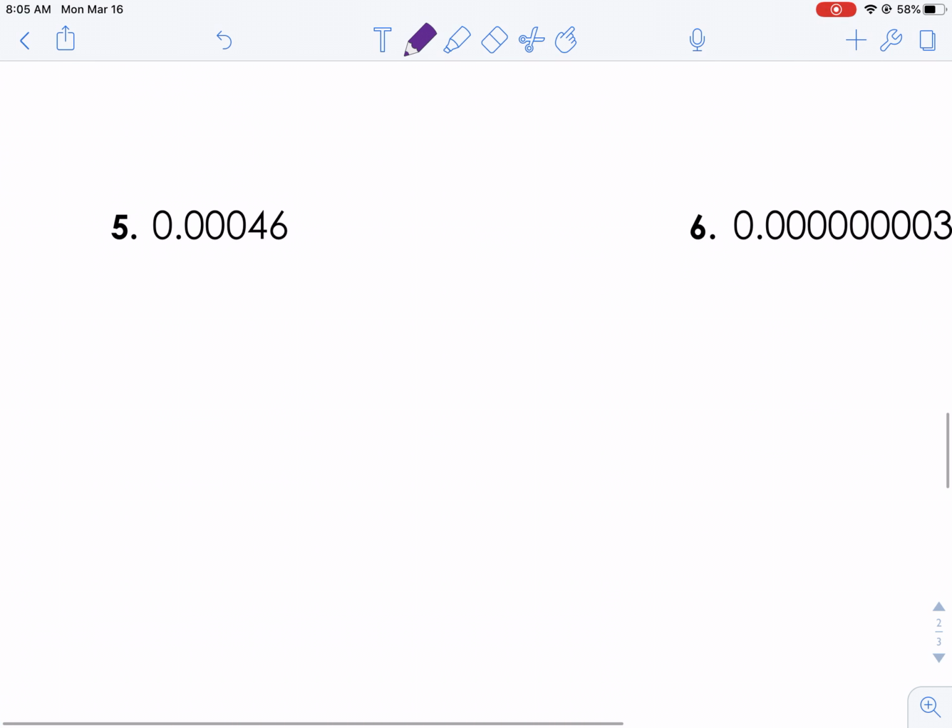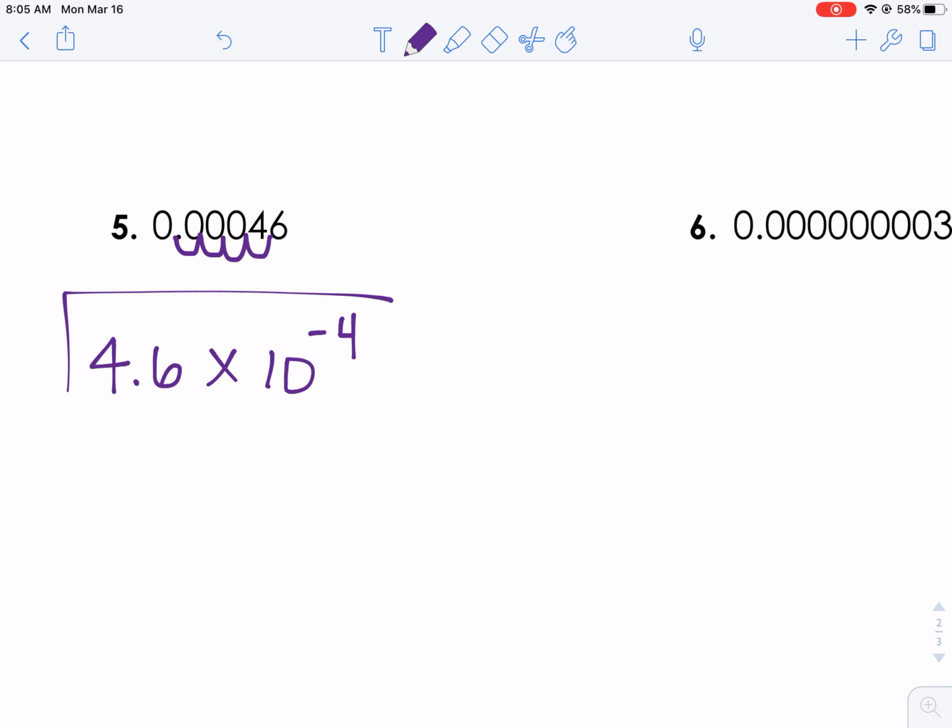In number 5, our decimal is going to be, again, after that first digit, so 4.6, because that number is between 1 and 10, times 10 to the something. So we need to move our decimal 1, 2, 3, 4 times. And because it's a very small number, that exponent would be negative 4.